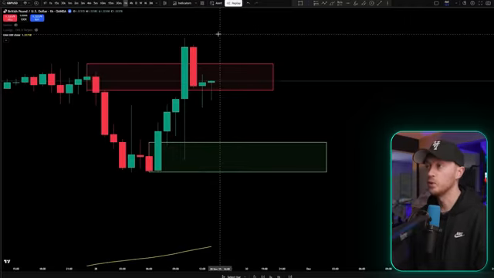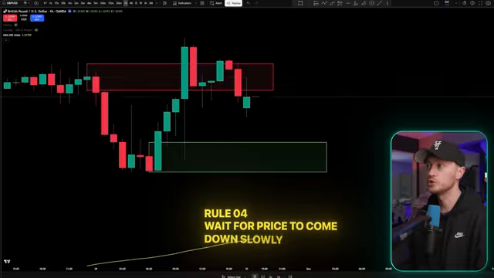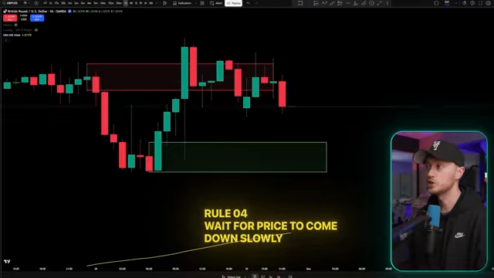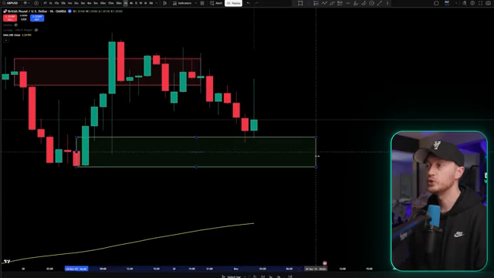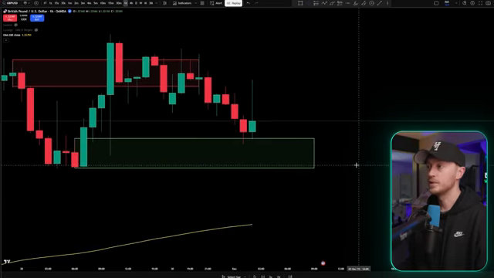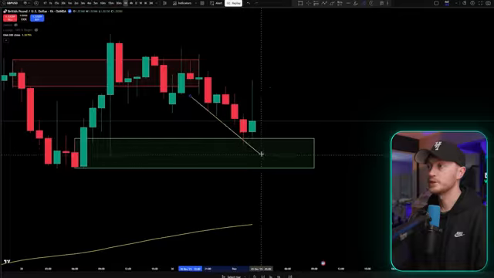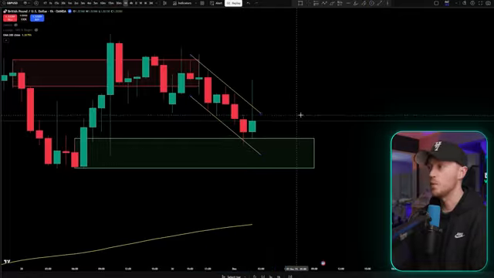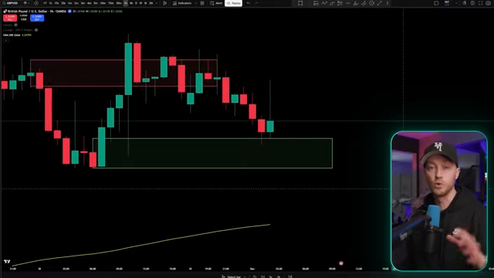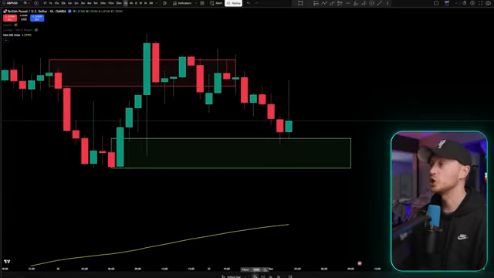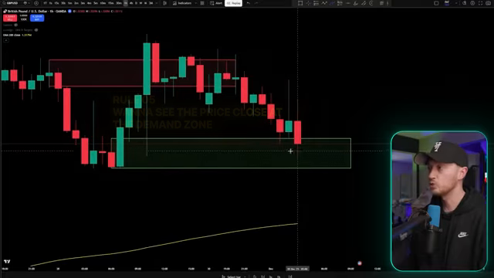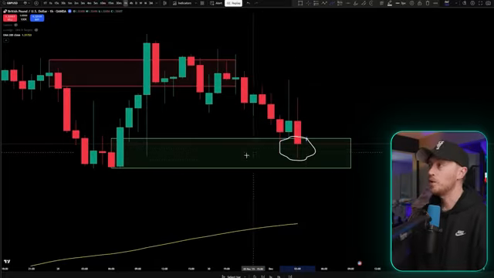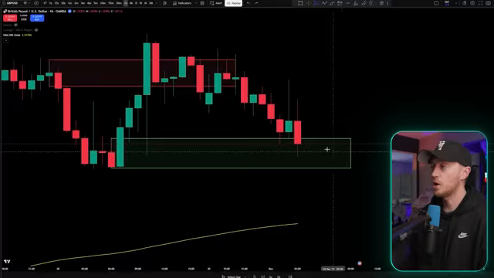Now for the fourth rule, we want to see price come down slowly, right? We don't want to see a huge candle. And that's exactly what happens, right? We're getting some green candles. We're getting some red candles. It's nice and slow. So that's rule 4. And for rule 5, we want to see the price close in the demand zone. So you can see this candle just closed in the demand zone right there. Now I'm ready to take a long position off of that candle.